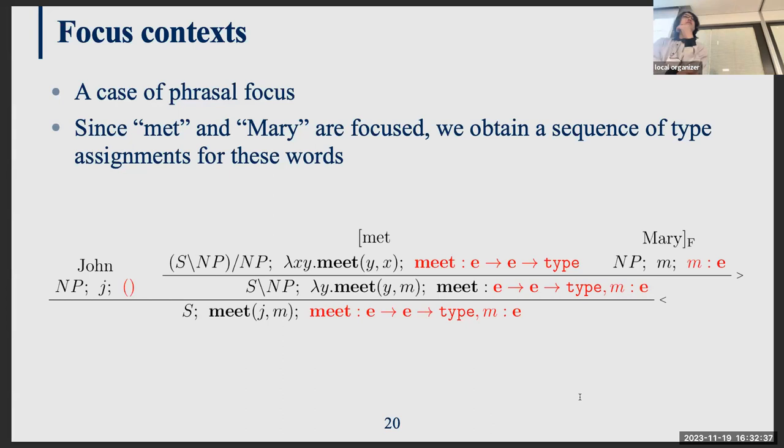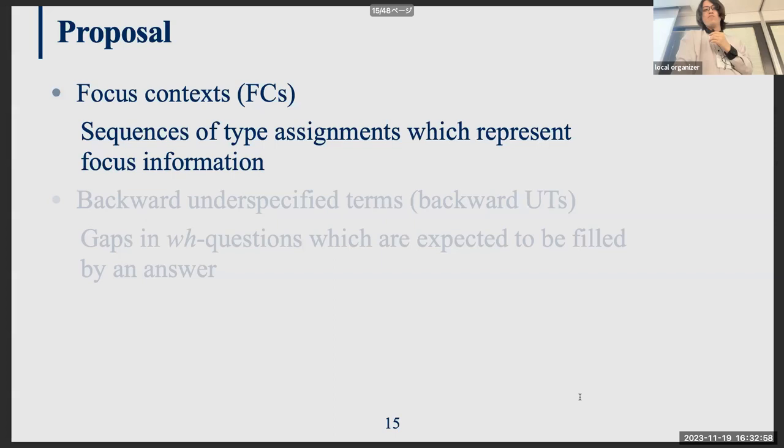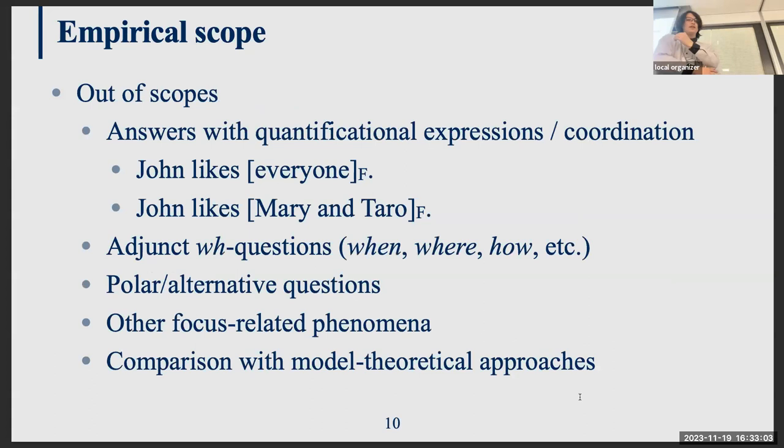So this might be a very naive question, but can you handle answers with quantifiers, like who does John like? John likes everybody or nobody? Yeah, it's one of my future tasks. But I guess I think it is not clear how to represent the focus context for a sentence which contains some quantification expression. That's what I think.